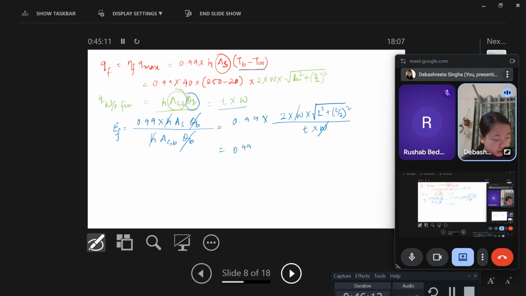Then it is 0.99 into 2 into root over L, which is given as 0.006, whole square plus 0.002 divided by 2 whole square, divided by 0.002. So tell me how much you get and just let me know whether you have understood the problem or not.